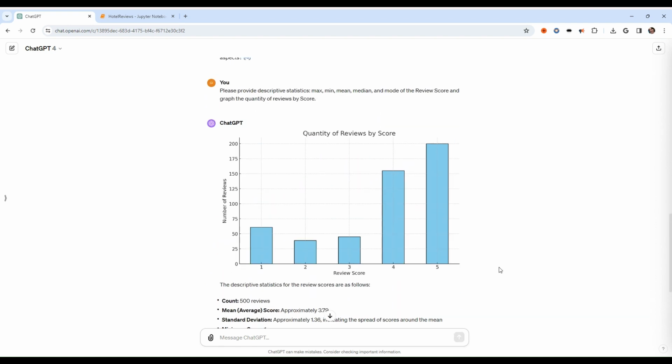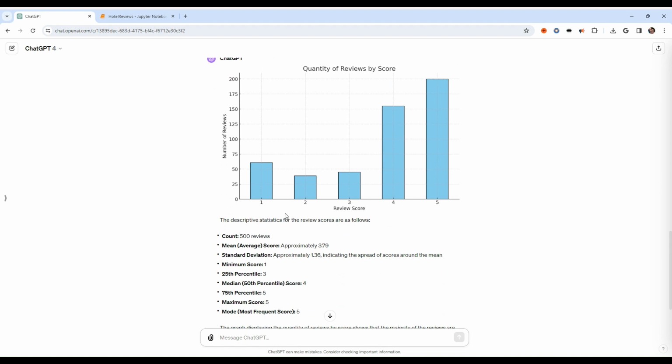Wow, that was quick. Let's take a look at this. So we can see a graph here by quantity of scores. So we've got some 1s, some 2s, and 3s, but the hotel seems to be doing pretty good with a lot of 4s and 5s. And if we look at the average score, it's 3.79.